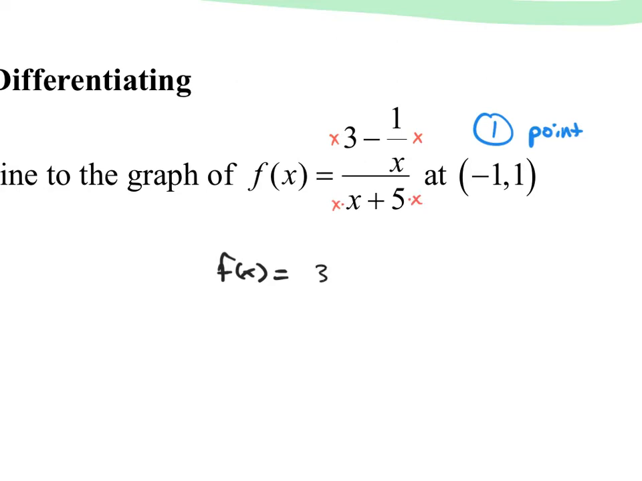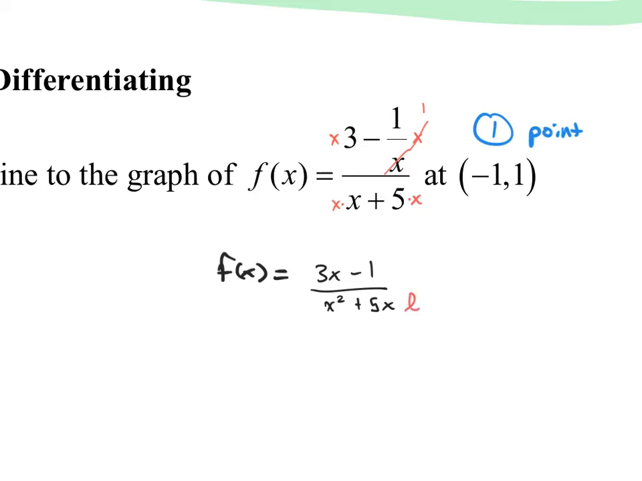x times 3 would be 3x. In the second term, you'd have x times x, which is going to simplify just to a 1, right? So in the numerator, I have 3x minus 1. Now let's look in the denominator. In the denominator, I have x times x, which is x squared, plus 5 times x, which is 5x. So my real function, in a cleaner version of it, is 3x minus 1 all over x squared plus 5x.